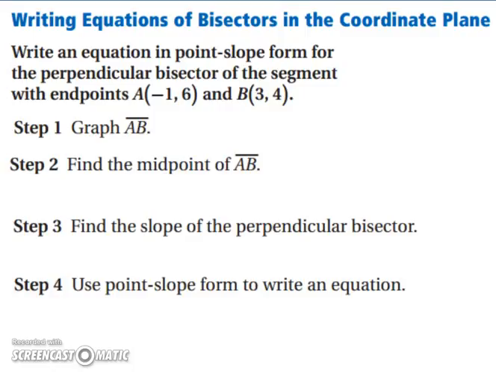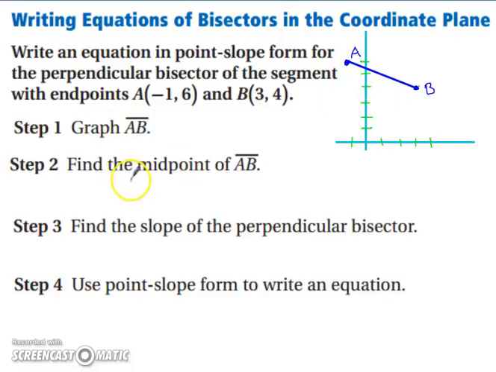Let's try writing equations of bisectors in the coordinate plane. So write an equation in point-slope form for the perpendicular bisector of the segment, with endpoints A at -1, 6 and B at 3, 4. Okay, so step 1 is to graph it. And you'll see up on the right-hand side here that it has been graphed.